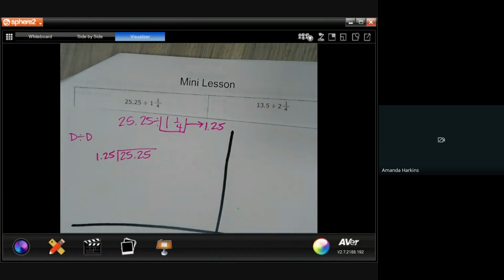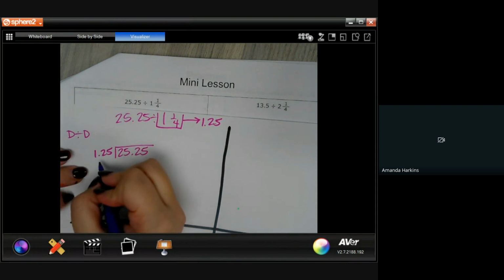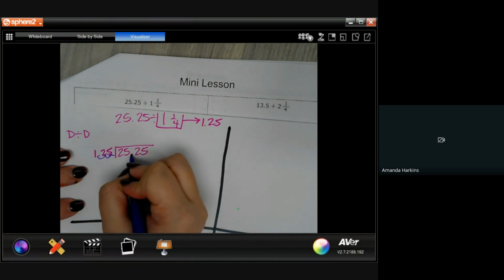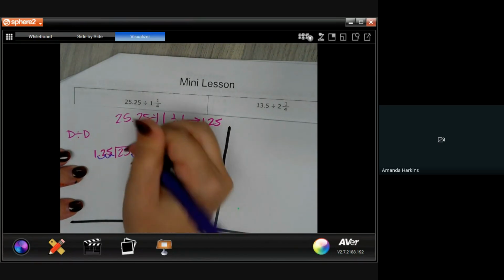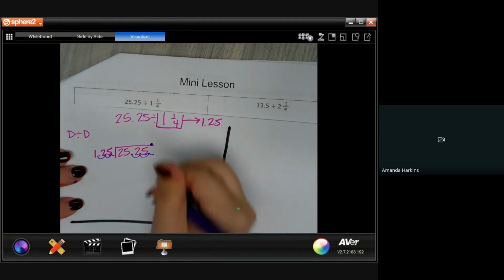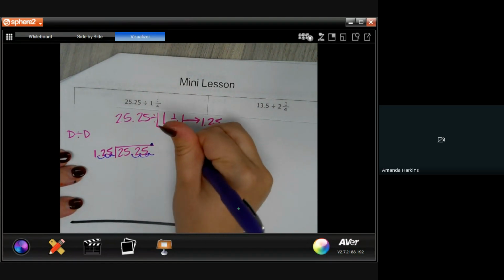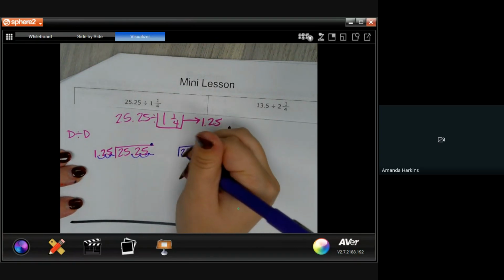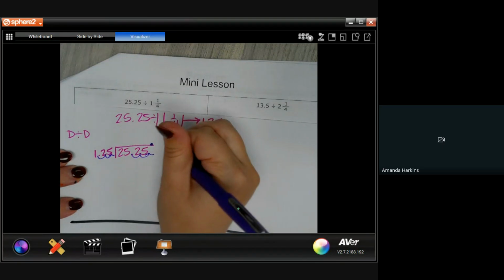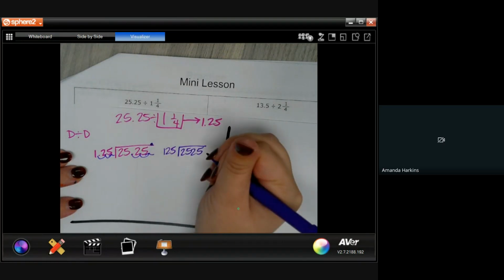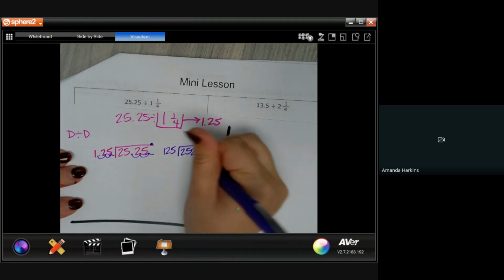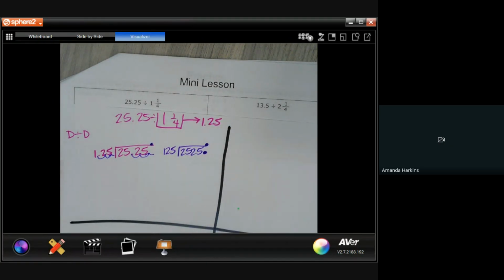Remember, I do not want decimals on the outside, so I'm going to move it twice, and I'll move this twice, okay? Bring my decimal up top. So I should have 2,525 on the inside and 125 on the outside. I'll put my decimal here so I know. Okay, let's go ahead and get started.